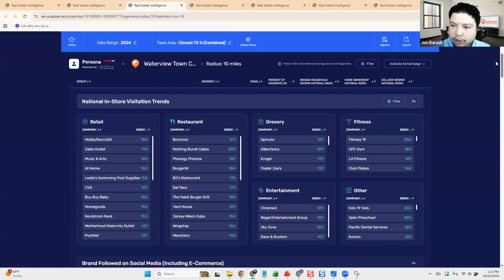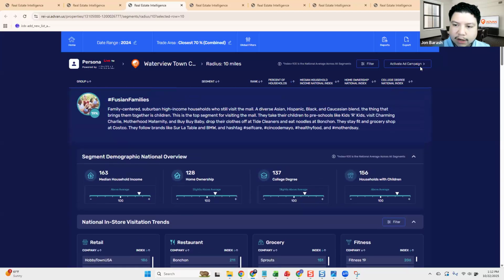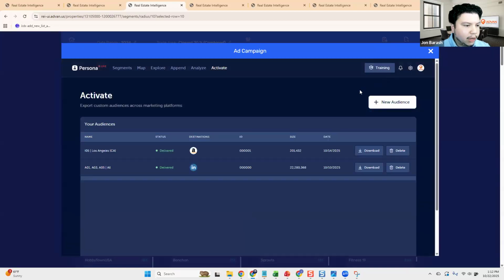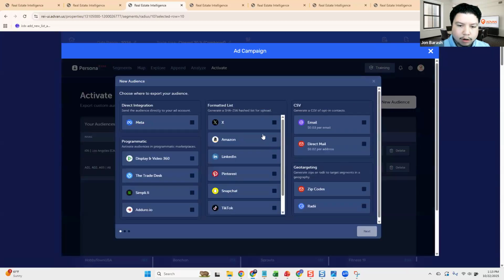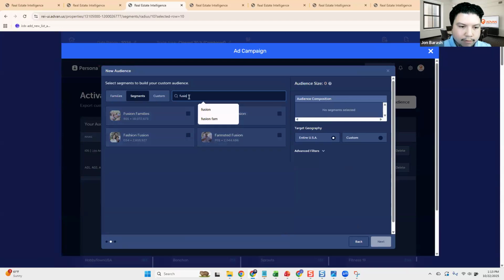So now that we've found our target segment, and we could do this for multiple ones at a time, I'm going to activate an ad campaign on the top right. And that's going to open up the Spatial.ai iframe from where we can actually create an audience by selecting our channel that we want to market to them. I'll select X for now. And I'll go to the segment of fusion families that we identified.